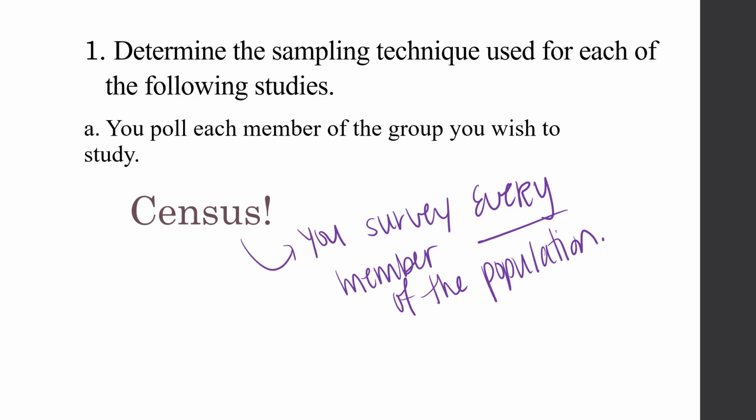All right, so a census is where you survey every member of the population. Sorry for the trick question first. Let's look at one that we actually talked about today.